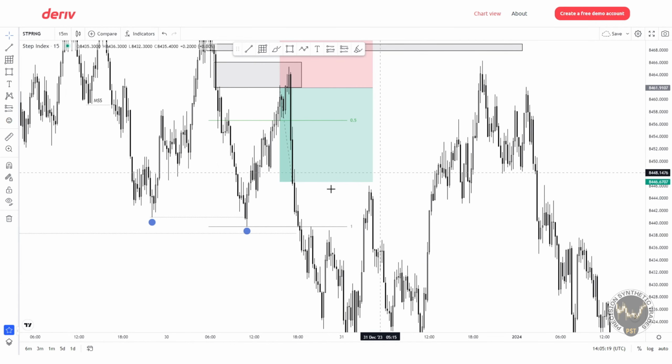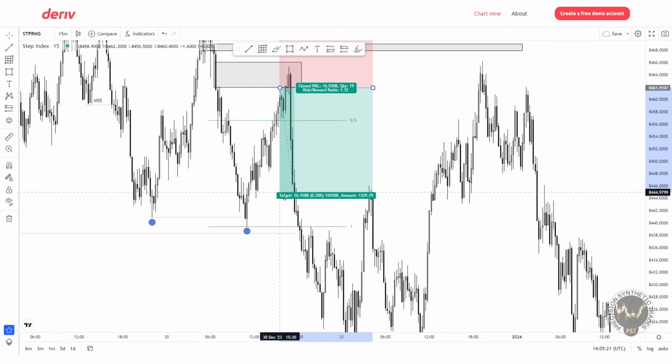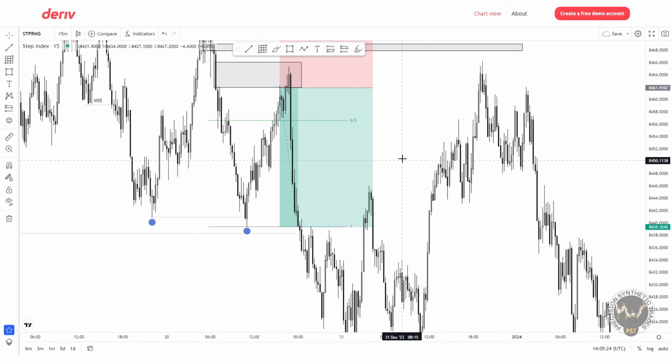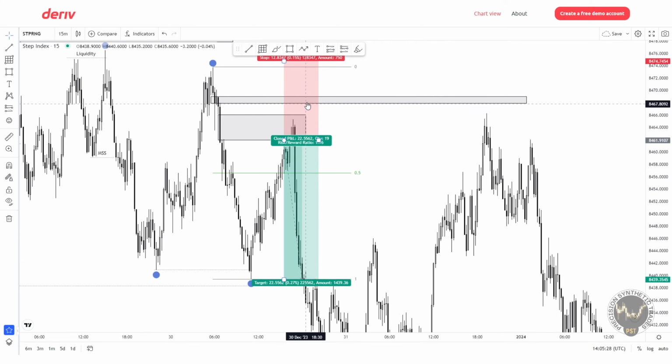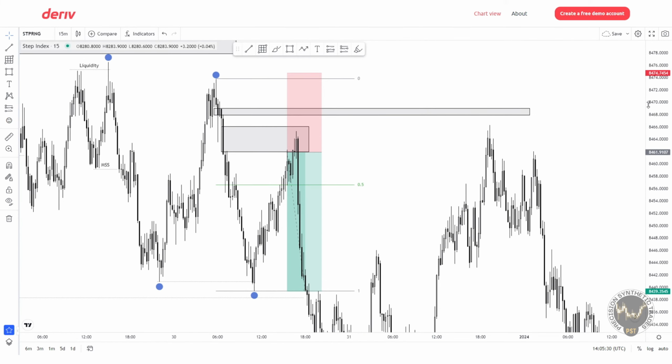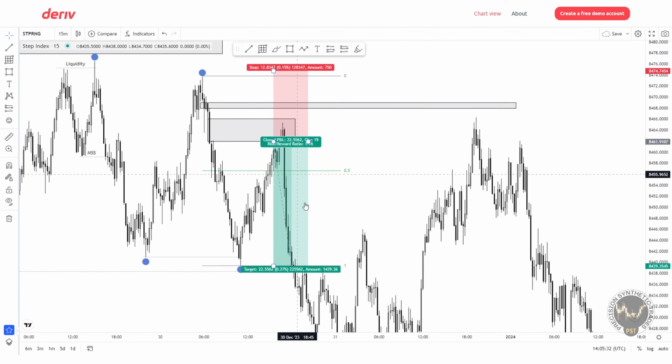Where would you target? The low that was created. That's going to be there. And that's a beautiful 1 to 7 risk to reward trade. As you can see, you went down immediately.